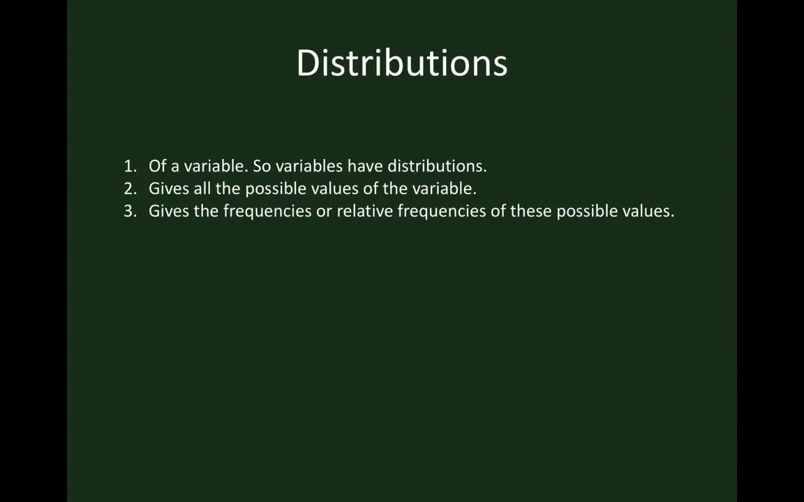The second thing that distributions do is they give all the possible values for that variable. And then the third thing is that the distribution gives the frequencies or the relative frequencies of these possible values. Now a frequency would be a count. In the previous example, the frequency plot showed counts: 3 ones, 3 twos, 3 threes, and so forth.